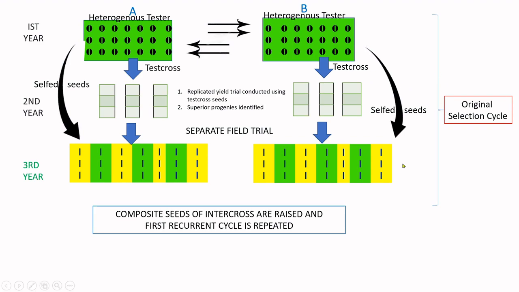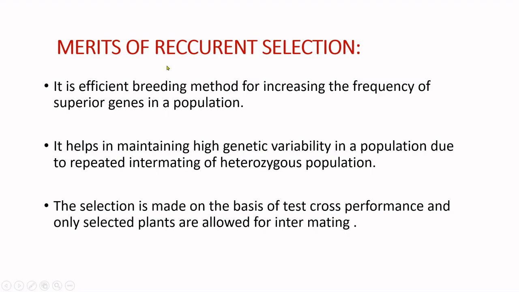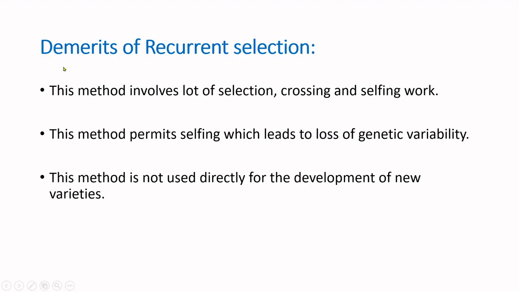Likewise here also, the continuous cycle of recurrent selection can be done until the farmer or the breeder finds a desirable character. Some of the merits of recurrent selection are: it is an efficient breeding method for increasing the frequency of superior genes in a population. The next thing is it helps in maintaining high genetic variability in a population due to repeated intermating of a heterogeneous population. And selection is made based on the test cross performance, and only selected plants are allowed for intermating.